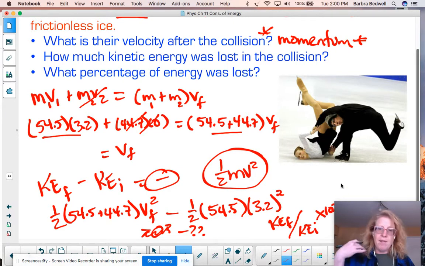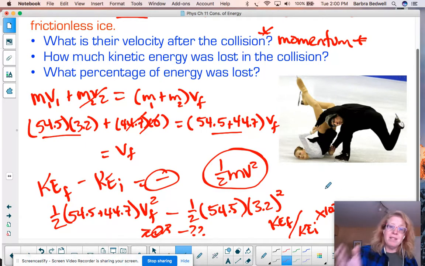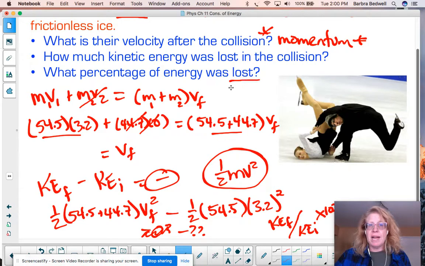You'll see, like, you have 80% left, so you lost 20%. If you want to, you can take the amount that was lost and put it over your KE initial, and again, you'll get a percentage lost. Don't tell me what percentage is left. The question here is asking what percentage was lost. Where did it go? It went into deformation, their bodies folding and then sliding across the ice, that kind of stuff. So there you have it.